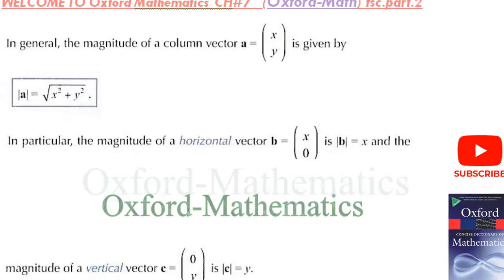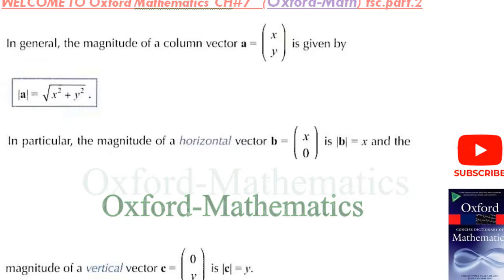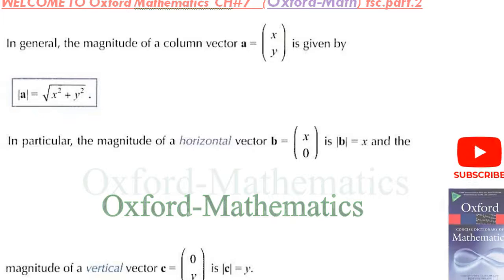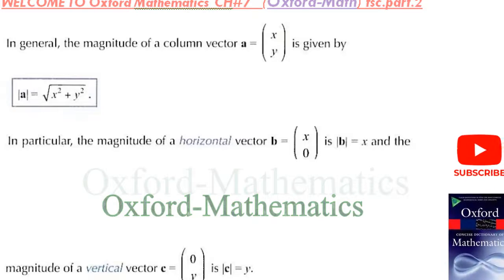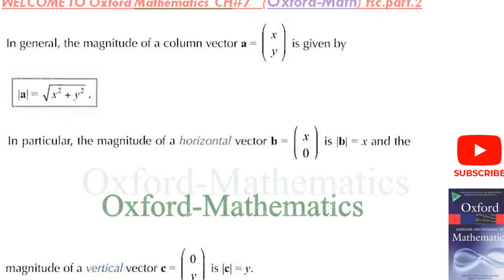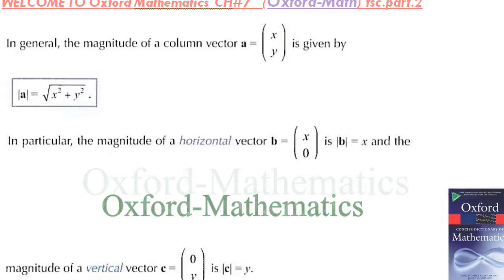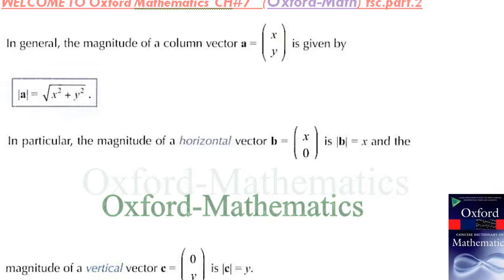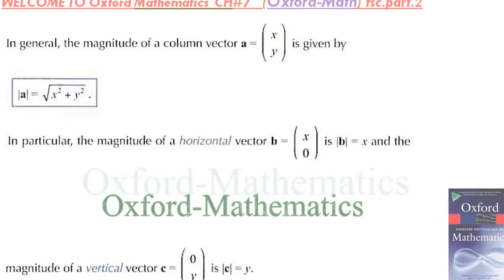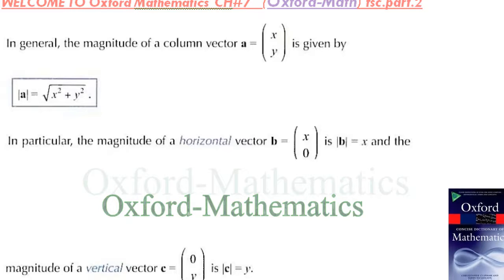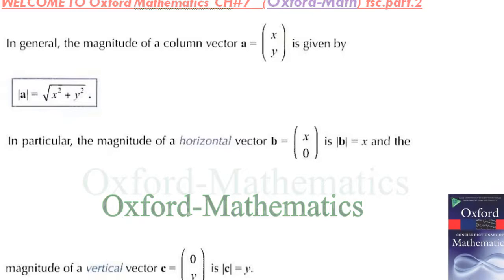In this way, we can easily understand how any vector can be represented. A vector can be represented as a column, in which the first entry is the x component and the second entry is the y component. And when we find its magnitude, the magnitude formula is the square root of x squared plus y squared.